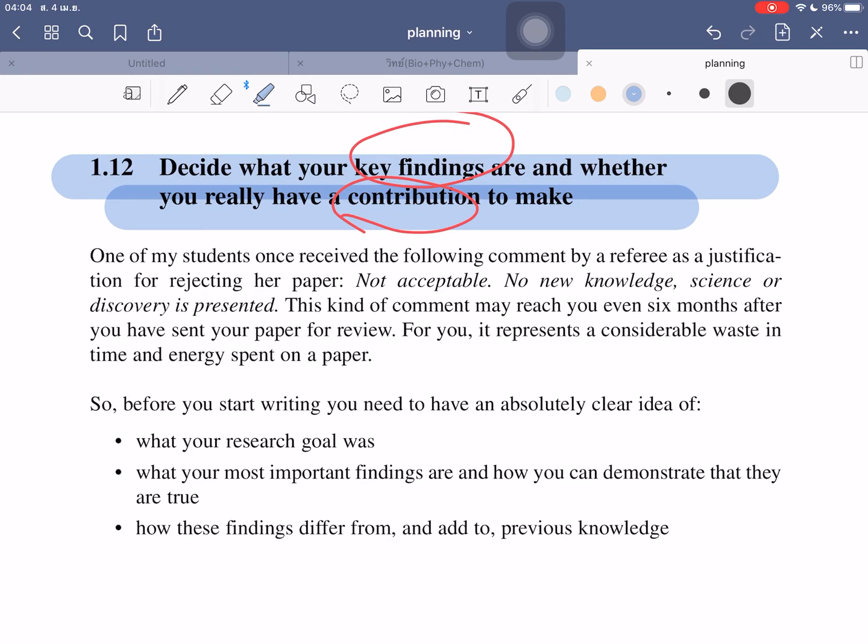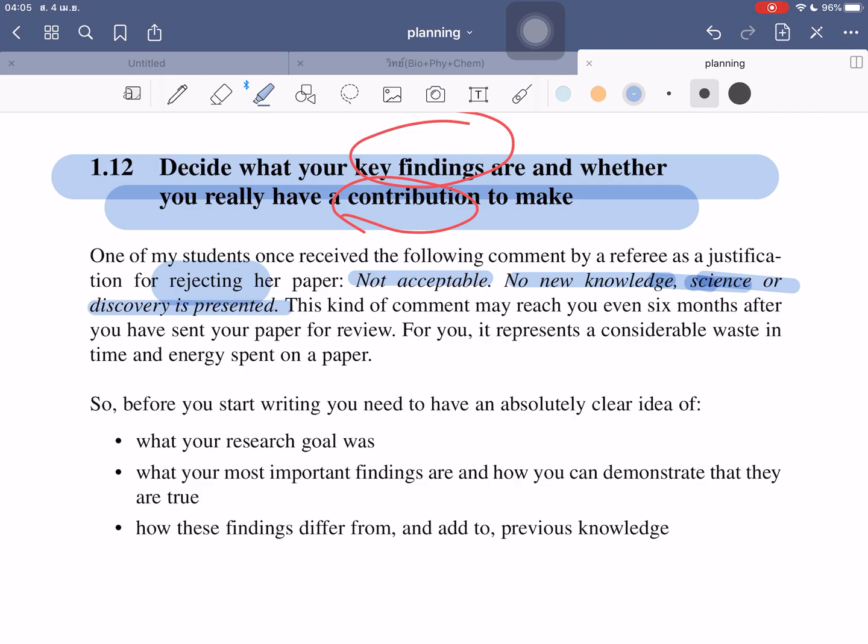because when you submit your papers to any journal, you may get rejected or accepted. Some referees reject with comments like: not acceptable, no new knowledge, science or discovery is present, so it is rejected. It can be saying that the whole paper you have written is useless because it is not acceptable, it adds no knowledge. So this comment can judge your paper.